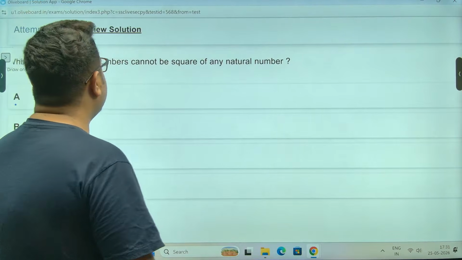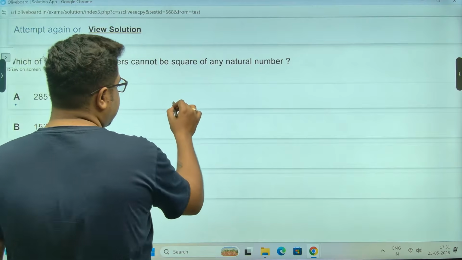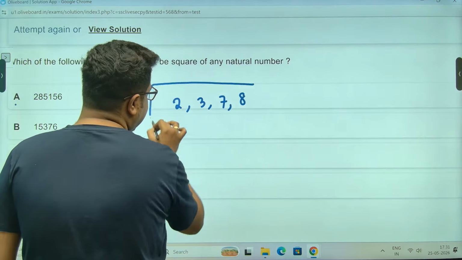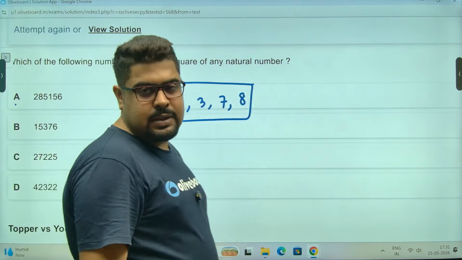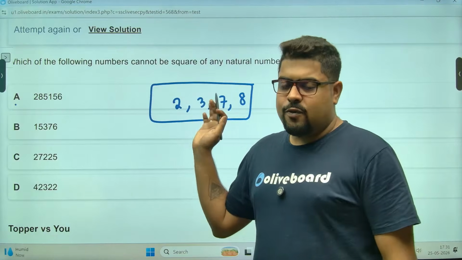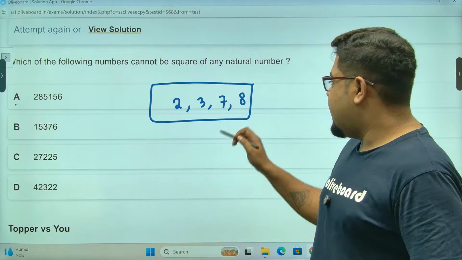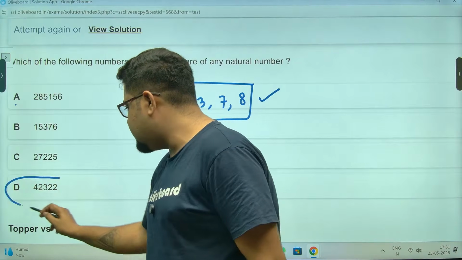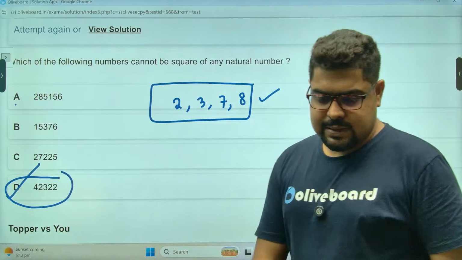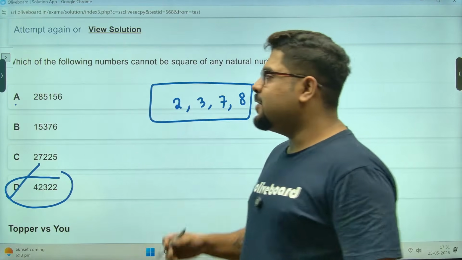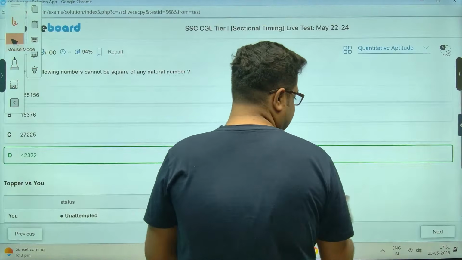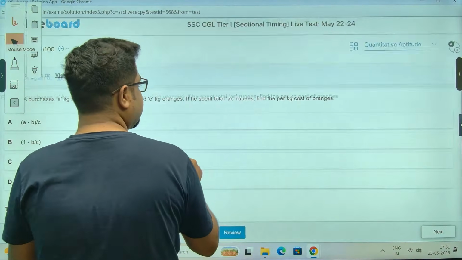Sir, which of the following cannot be a square? Sir, any number which ends in 2, 3, 7, 8. The same concept where cyclicity is maximum. These four numbers also have the four cyclicity, the maximum cyclicity. Any number that ends in this cannot be a square. So 2378, sir, again you see, ends in 2. That's my answer. Another question where pen and paper is not required, sir.